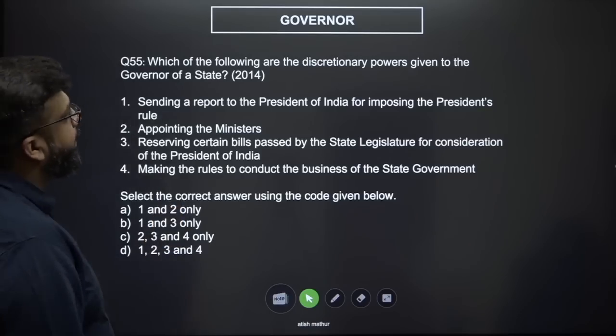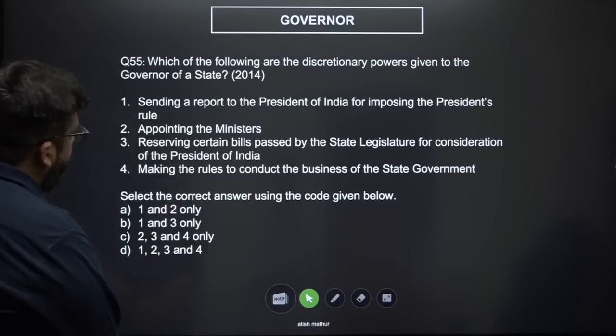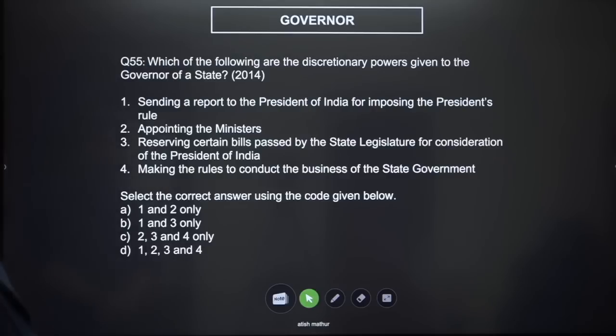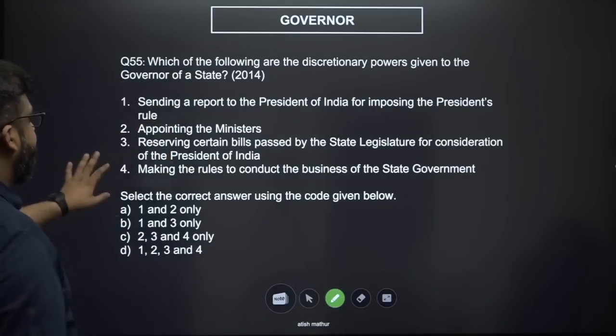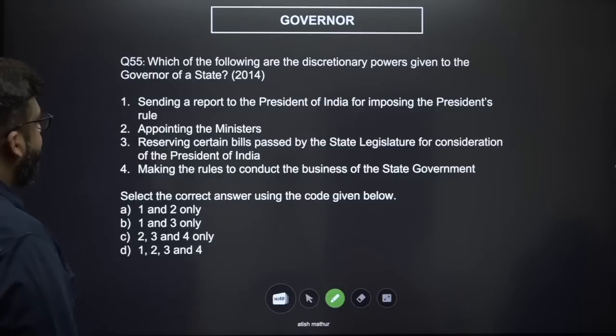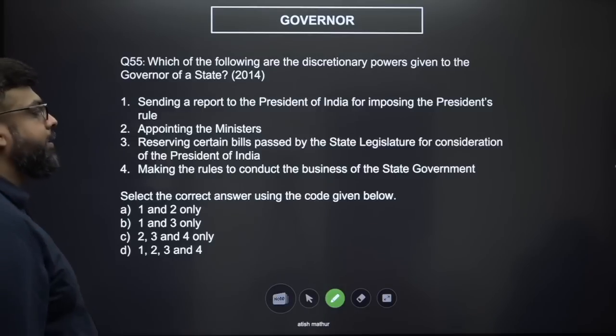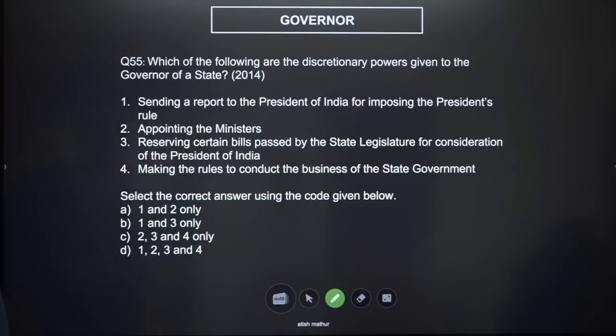55. Which of the following are discretionary powers given to the governor of a state? Sending a report to the President for imposing President's rule, appointing the ministers, reserving certain bills by the state legislature for consideration of the President of India, making the rules to conduct the business of the state government. Now, let us see which of the following makes sense. You've got 1 and 2, 1 and 3, 2, 3 and 4, 1, 2, 3 and 4. Which of the following is correct?